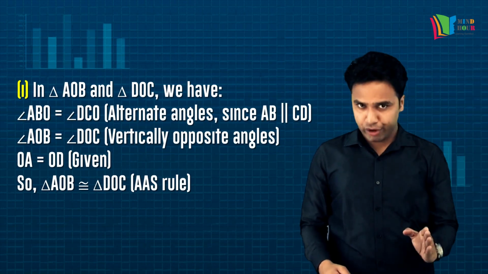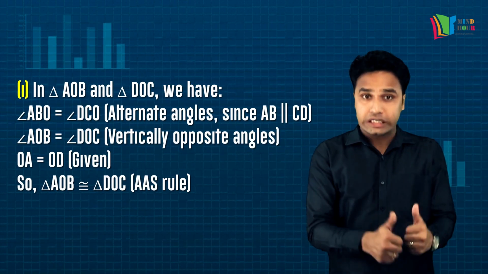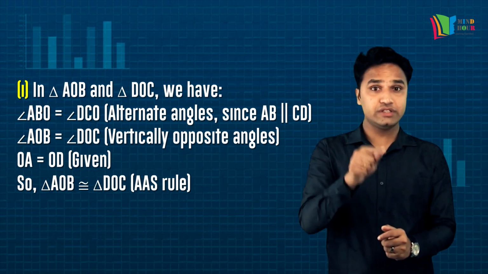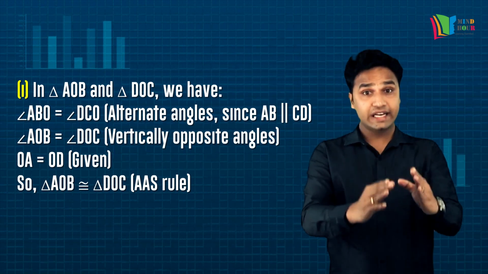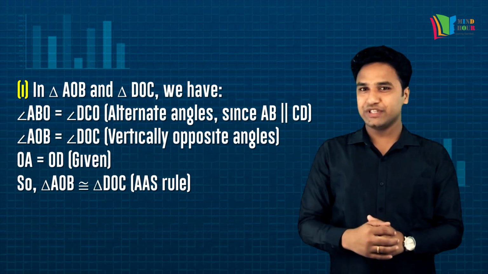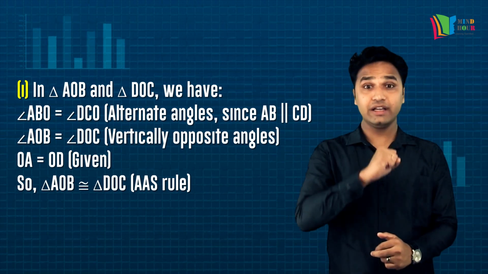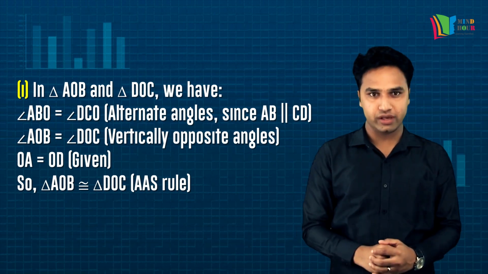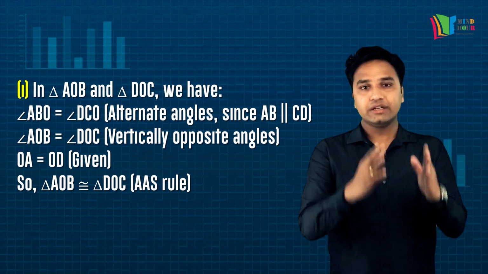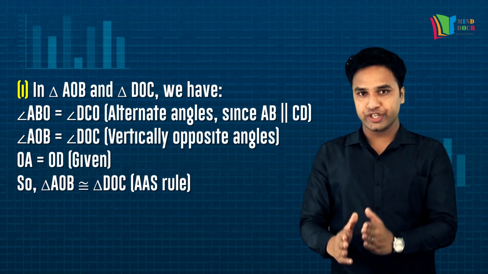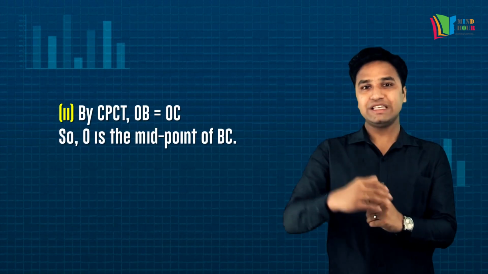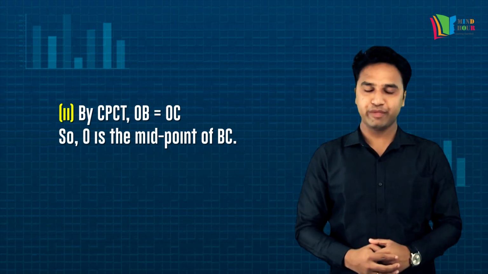Now, in triangle AOB and triangle DOC, we have alternate angles are equal as AB is parallel to CD and BC is a transversal. Therefore, angle ABO is equal to angle DCO. Vertically opposite angles are equal. Therefore, angle AOB is equal to angle DOC. We are given OA is equal to OD. Therefore, triangle AOB is congruent to triangle DOC by AAS rule. Now, OB is equal to OC by CPCT. So, O is the midpoint of BC.